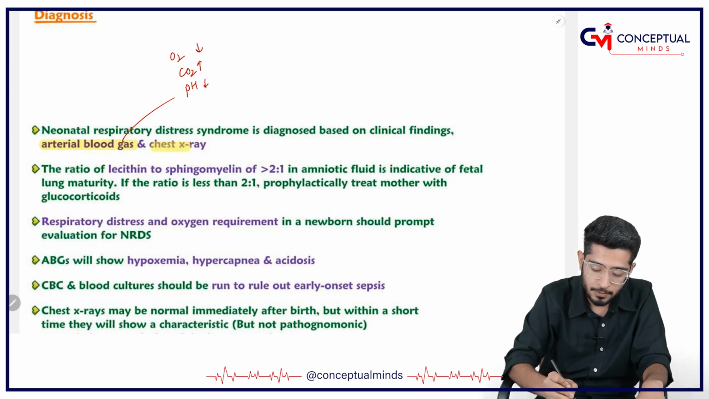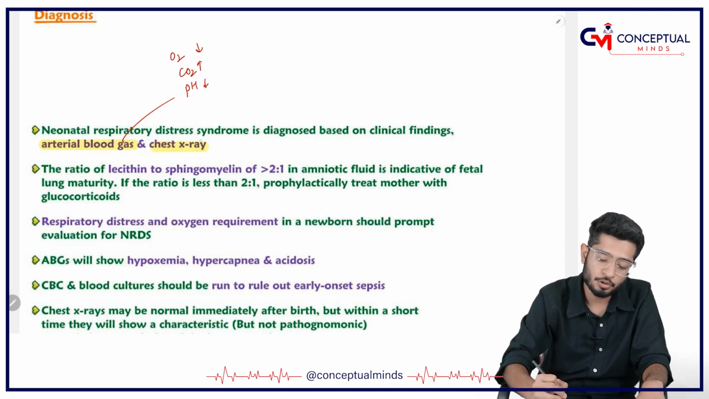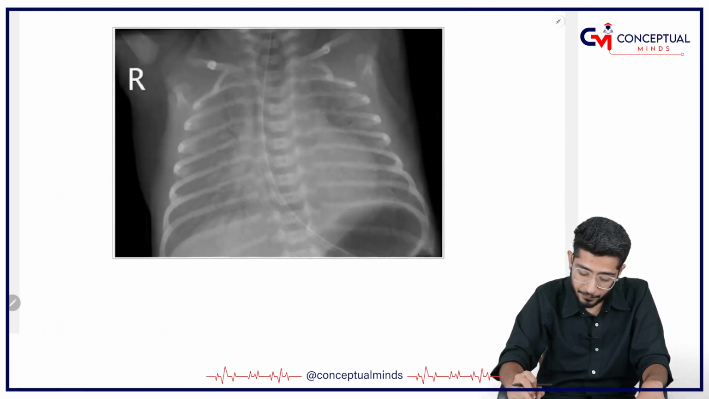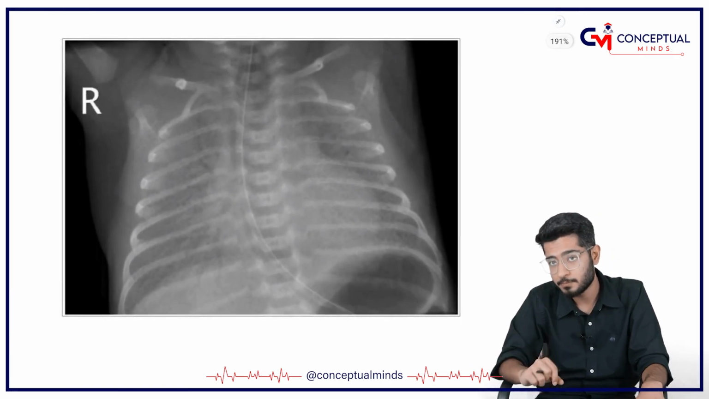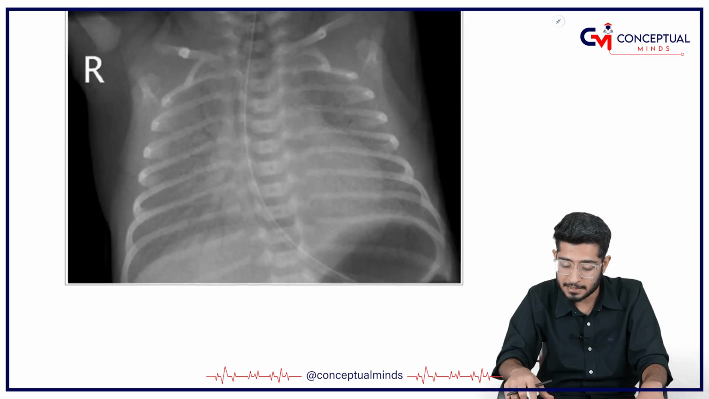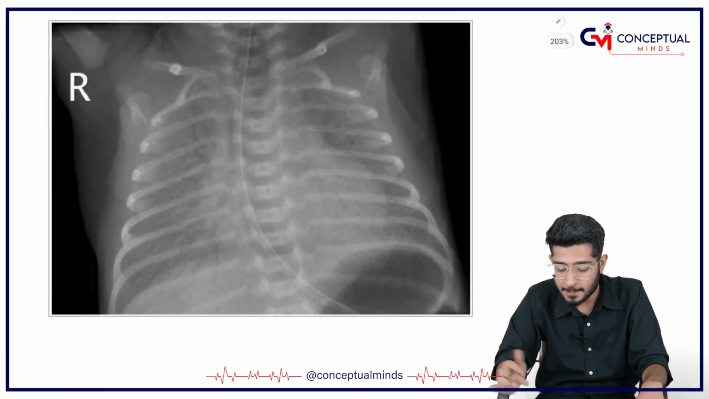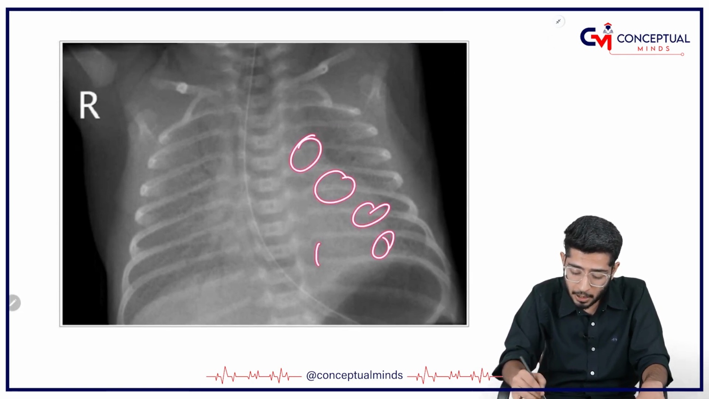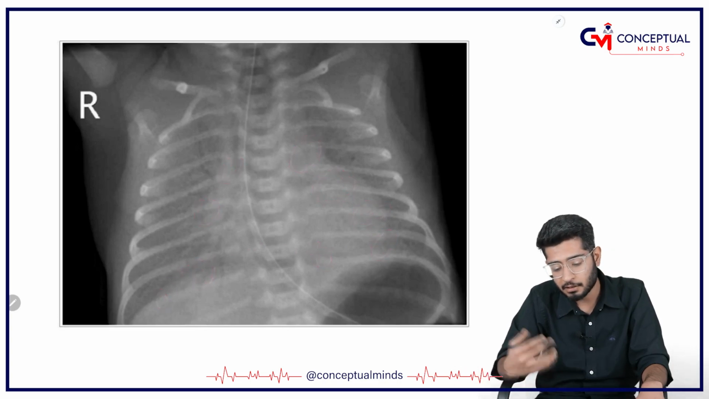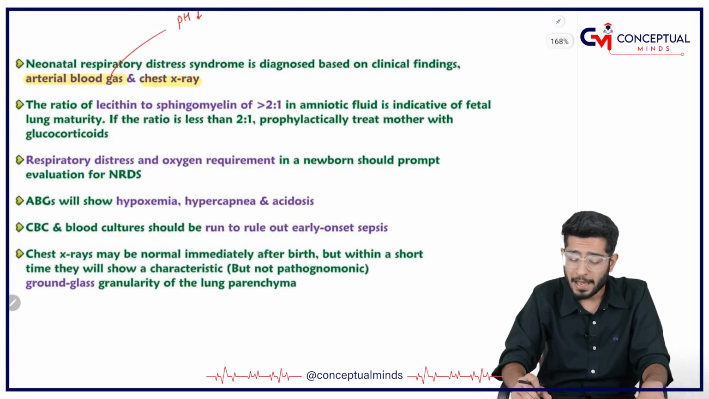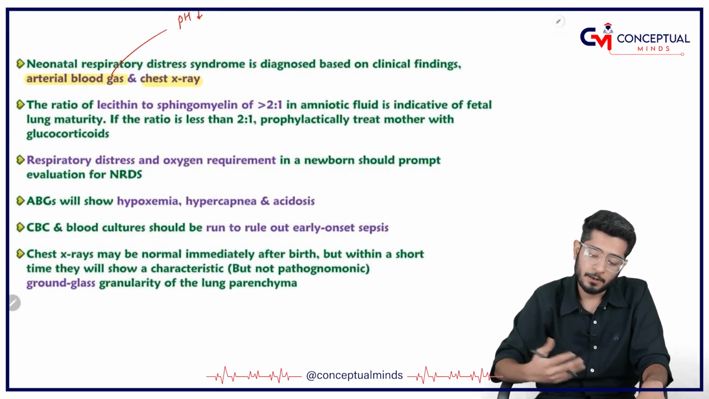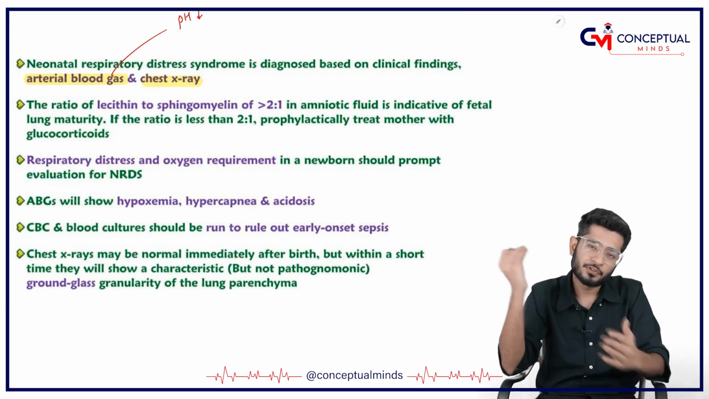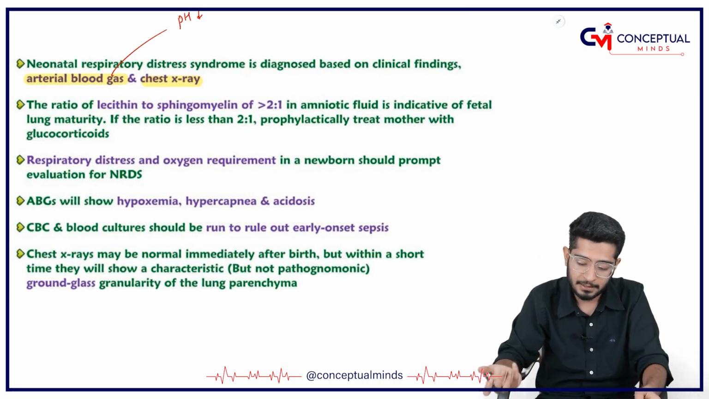Next is going to be chest X-ray. What is going to be shown in the chest X-ray in respiratory distress syndrome? This is the chest X-ray of a respiratory distress syndrome patient. Can you see that there are multiple opacities, very white lung, and very little blackening, because there is low air, and mostly what you're going to see is just the white, because the alveoli are collapsed. No air, no blackening, that will be seen.